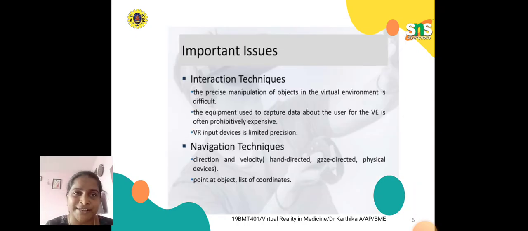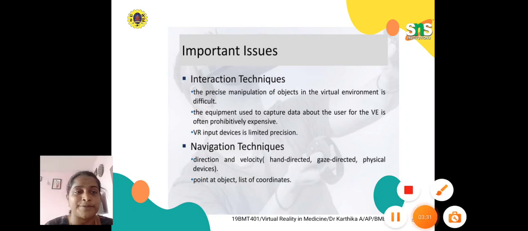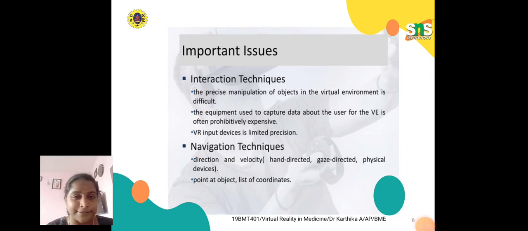And important issues are interaction techniques and navigation techniques. Mainly we concentrate on these two types. The first one, interaction techniques: the precise manipulation of objects in the virtual environment is difficult, and the equipment used to capture data about the user for a VE is often prohibitively expensive, and VR input devices have limited precision. And in navigation techniques we have direction and velocity, like hand directed, gaze directed, physical devices. And also we have pointed object, a list of coordinates.